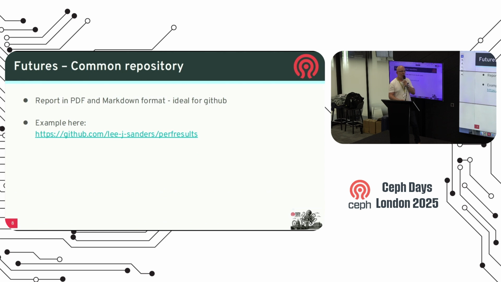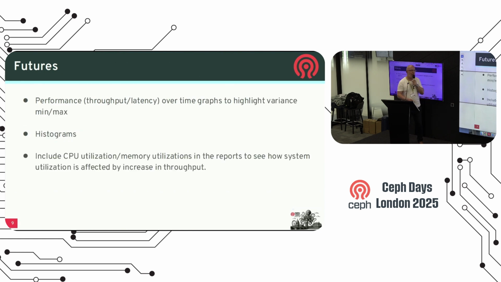There's a sample of the performance results in my personal repo. A lot of it is erasure coding. It's all in PDF and Markdown format. And we'd like to add performance over time, to show the min/max performance, histograms, and add CPU utilization and memory utilization to the reports.